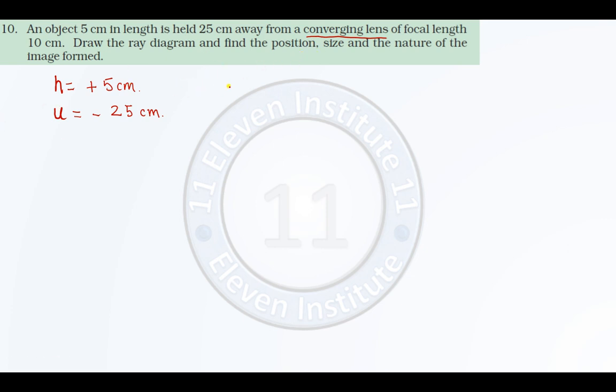The picture should be very much clear in our mind that in this case the lens that is given to us is a convex lens. So focal length will be taken positive. So of focal length 10 centimeters, so we will write f is equal to plus 10 centimeters. Draw a ray diagram and find the position, size and nature of the image formed. So we have to do the sum also and we have to draw a ray diagram also. Now based upon this condition, you can see if f is 10 centimeters, then 2f will be 20 centimeters.